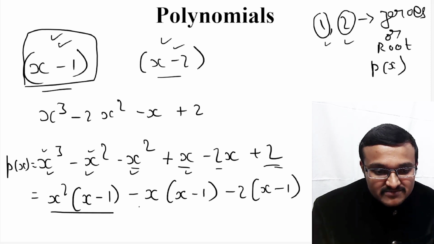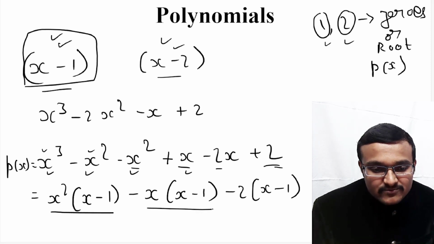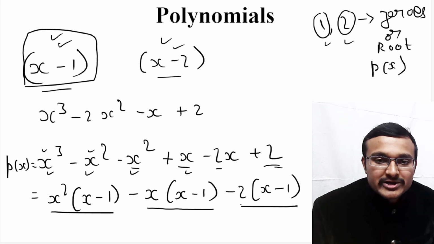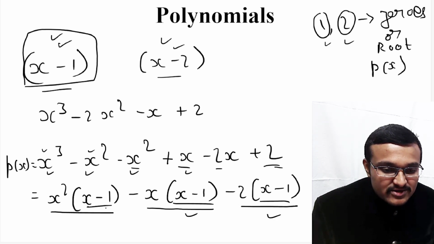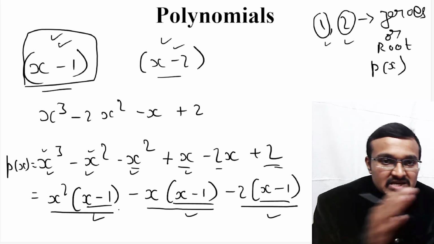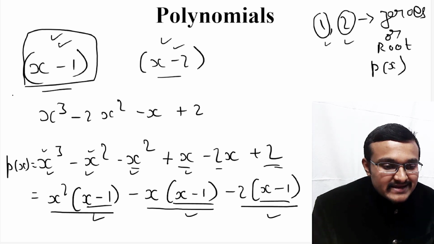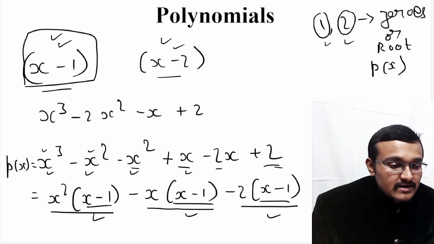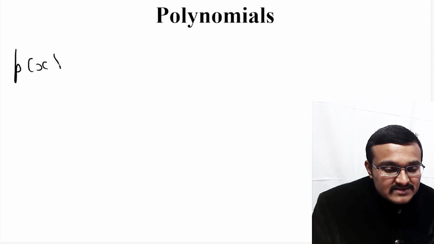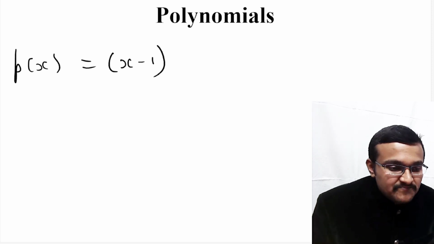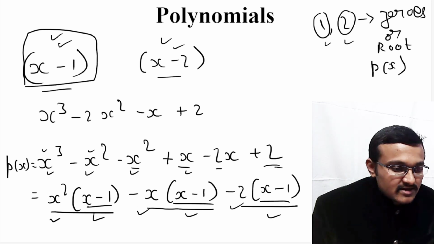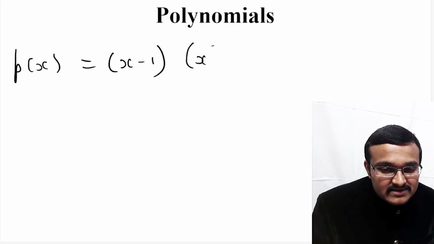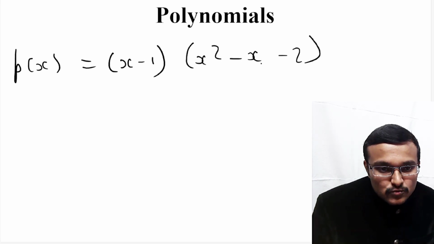So here you can see three terms are there. One is x square into x minus 1, one is x into x minus 1, one is 2 into x minus 1. So here you can take x minus 1 common in all three terms. So I can take p of x is equal to x minus 1 common. When you take x minus 1 common, what will be remaining? X square minus x minus 2. So here you have x square minus x minus 2.